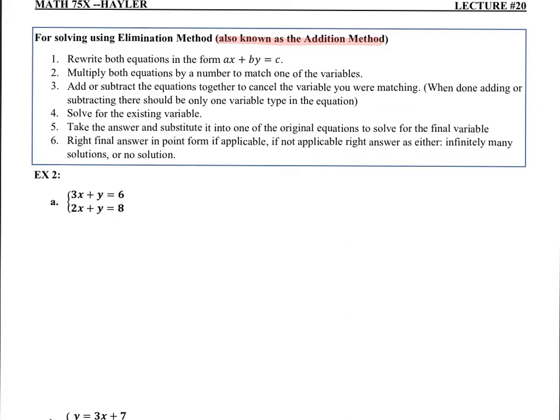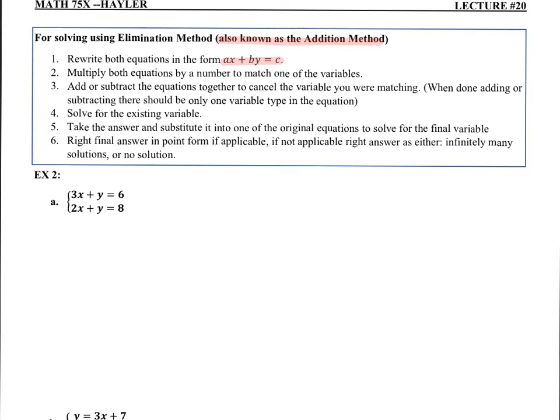Alright, so the plan. First, you want to make sure both equations are in the form ax plus by equals c. Then you're going to try and match the equations so that one of the variables is the same. And we'll go over this in a sec. After that, you add or subtract the two equations together to try and cancel out one of the variables so that you have one equation in one variable. And then you solve and do the same thing we did previously. Alright, so let's take a look at this.